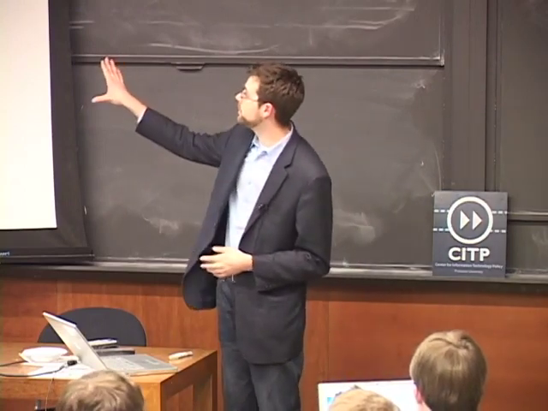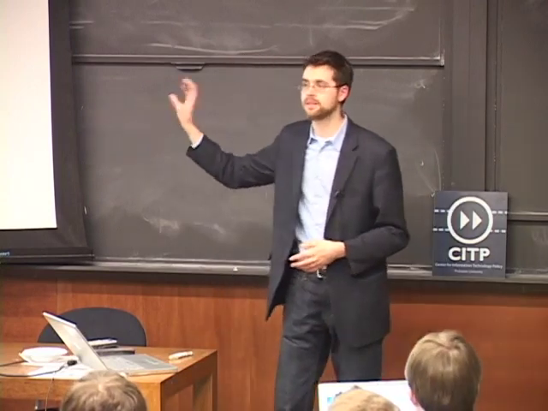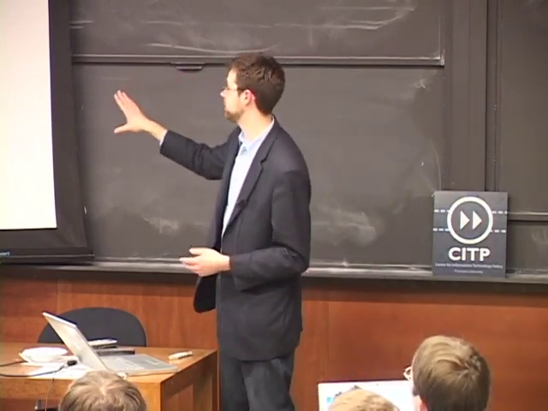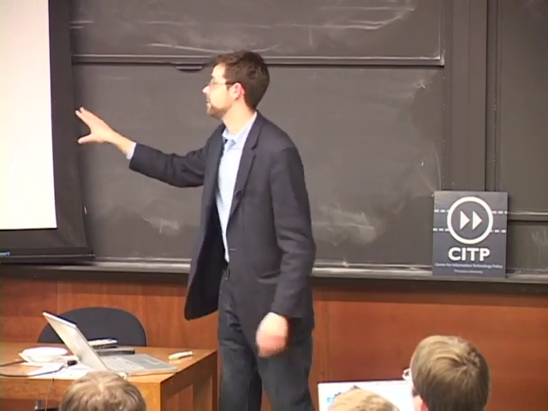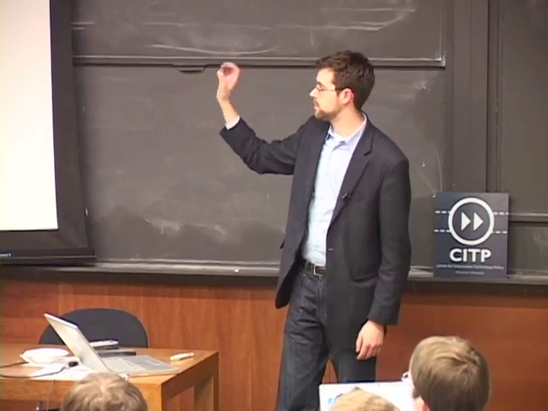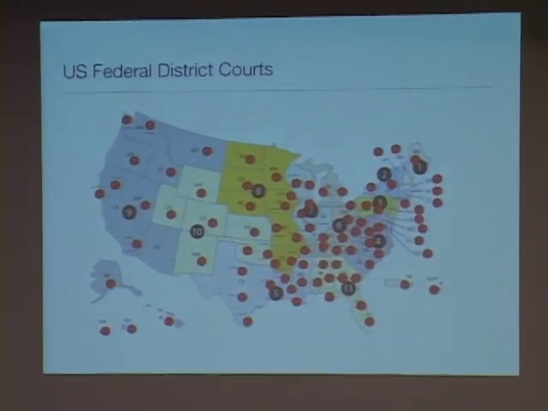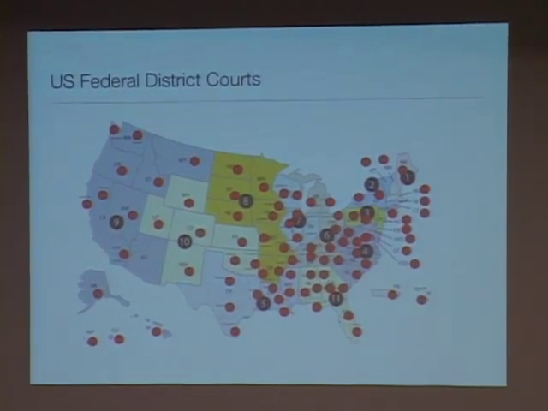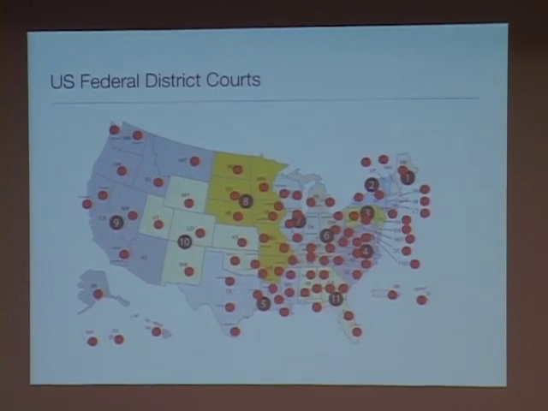But the structure of US federal districts is directly reflected in the technological structure of PACER. I'll show you PACER in action in just a minute. But to give you a sense for it, all the red dots are different federal districts, and each represents a federal district court. Actually, there are about twice as many courts because there are also bankruptcy courts. And then the black dots are circuit courts, which use a slightly different flavor of PACER.